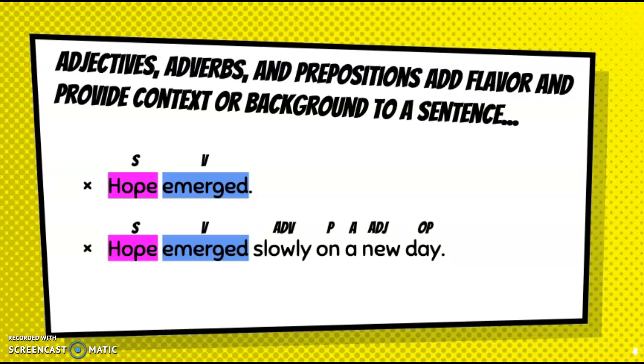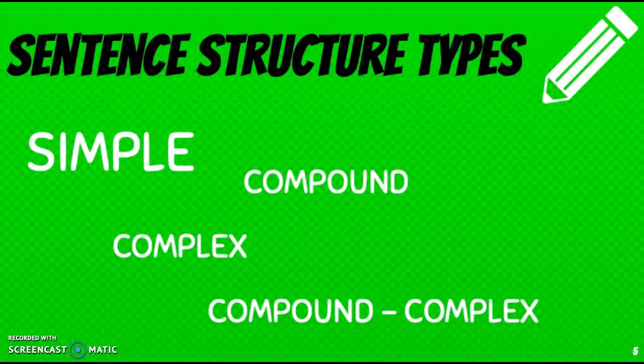Even with all of these pieces and parts, though, at the heart of the sentence lies a main subject, a main verb, and a complete thought. "Hope emerged." At the heart of the sentence lies a single independent clause. Remember those four different sentence structure types: your simple, compound, complex, and compound complex? Let's look at the most basic, a simple sentence.